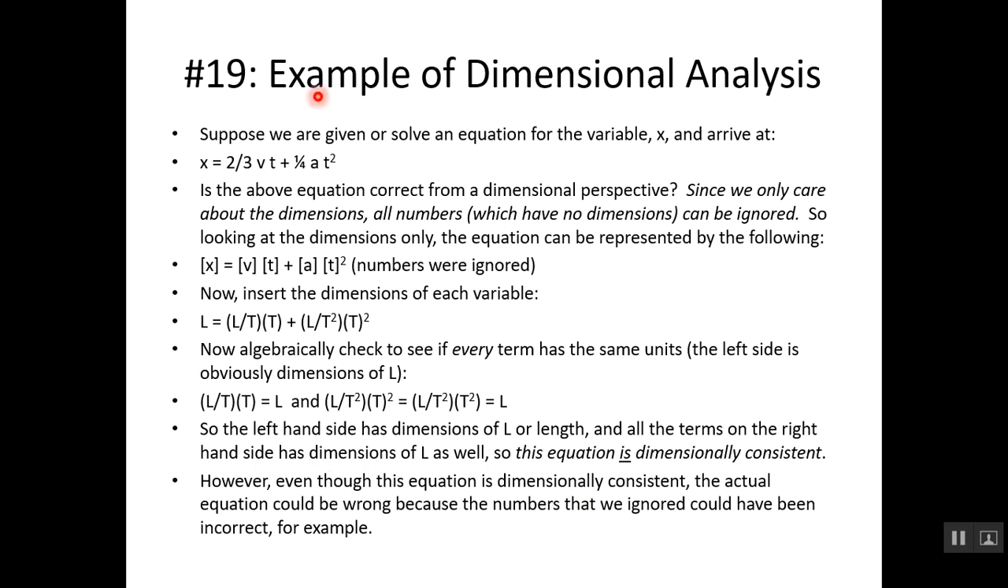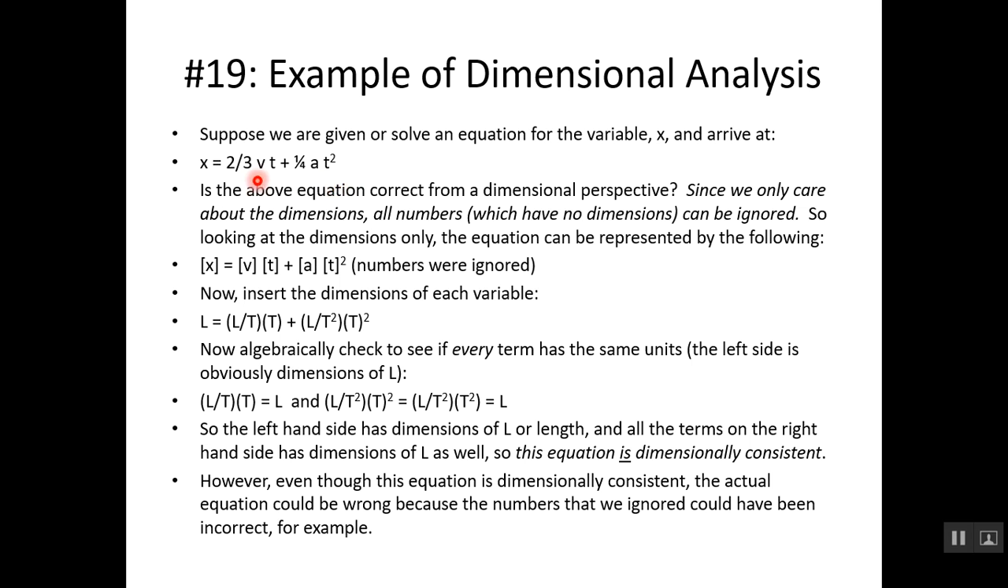All right, so here's a couple examples. We'll do a few more in the notes, step by step. But here's one example. Suppose you solve some equation in physics, and you get this equation. This isn't really an equation, I just made it up, but it could be an equation. So it's x = 2/3 v times t plus 1/4 a times t squared. And you want to see if your equation is right or wrong. Well, one way to see if it's right or wrong is to check the dimensions. That's the whole point of this.